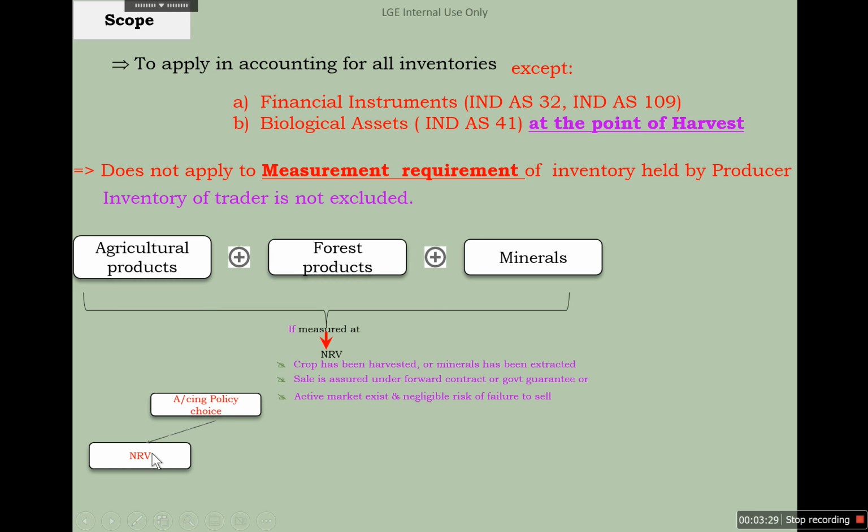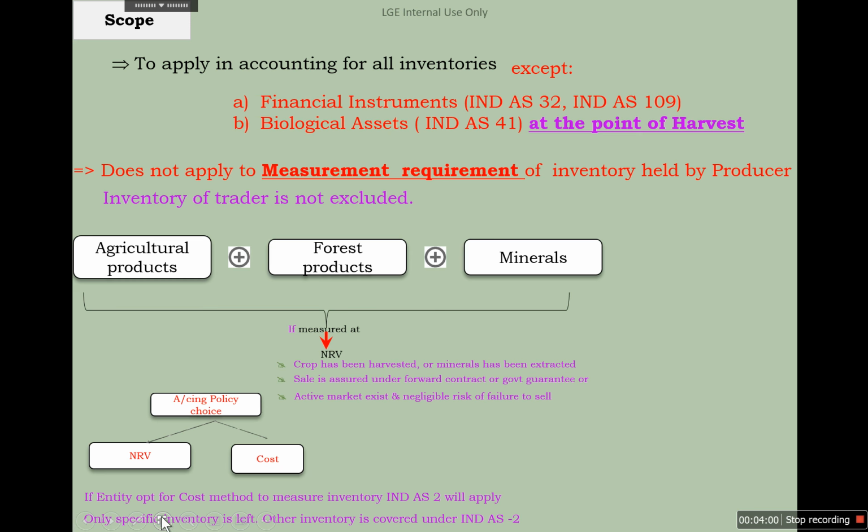or if it does not opt for the NRV option, in that case, it can also measure it at cost. And for this purpose, the cost will be calculated as per Ind AS 41. So for the initial recognition purpose, it will be the fair value less cost to sell at the point of harvest. That will be considered the cost for the purpose of Ind AS 2. Apart from it, if the entity opts for the cost method to measure the inventory, Ind AS 2 will apply.